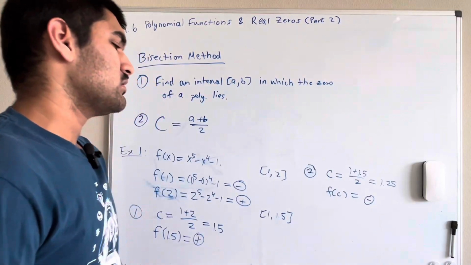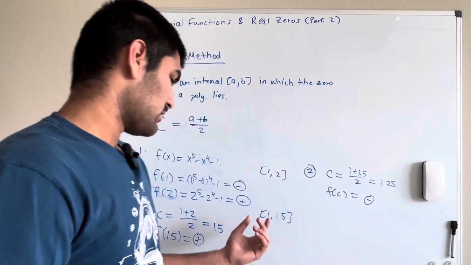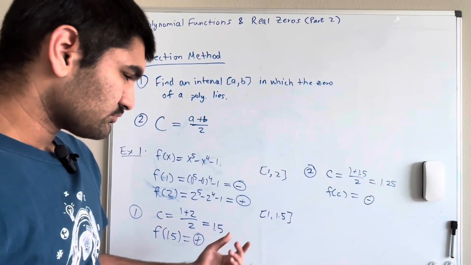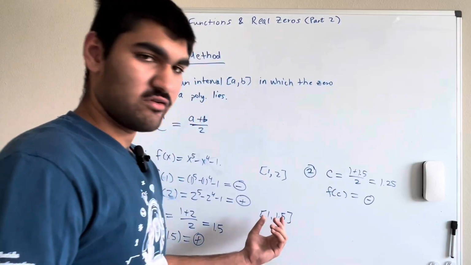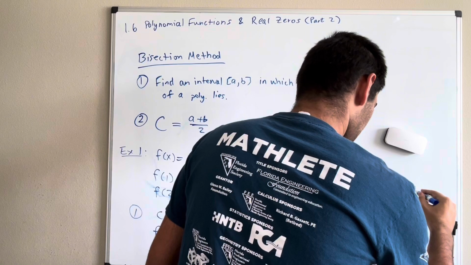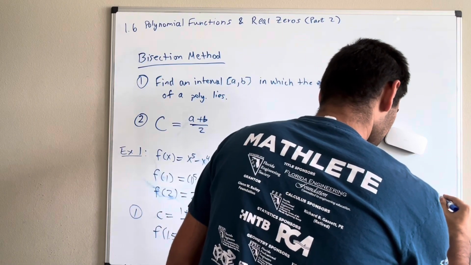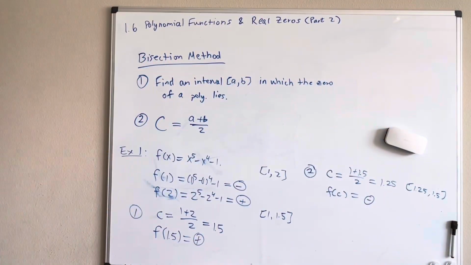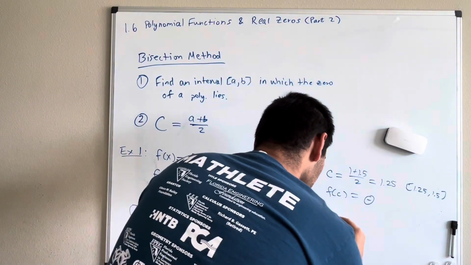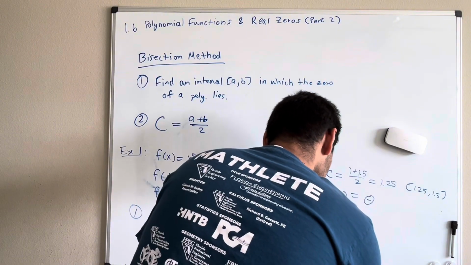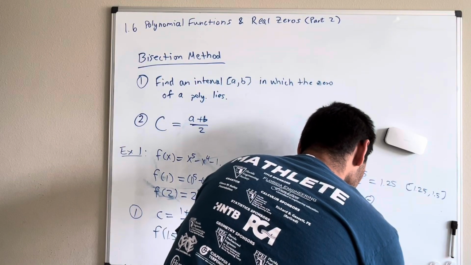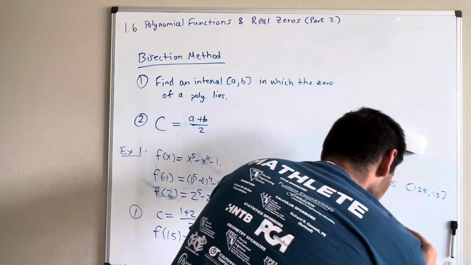Okay, so now we found that c is negative and a is still negative, but 1.5 is positive, right? So in between 1.25 and 1.5, the 0 must lie. So our new interval is 1.25 till 1.5. Okay, that's our new interval. Alright, good. And then we'll do one more iteration. So we have c is equal to 1.25 plus 1.5 over 2, and you get like 1.375.